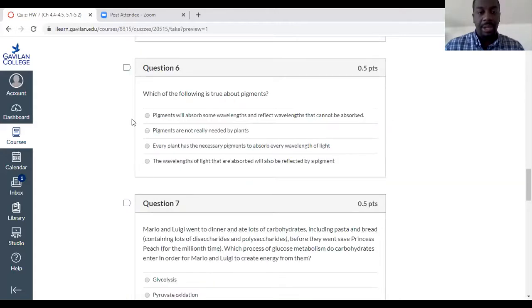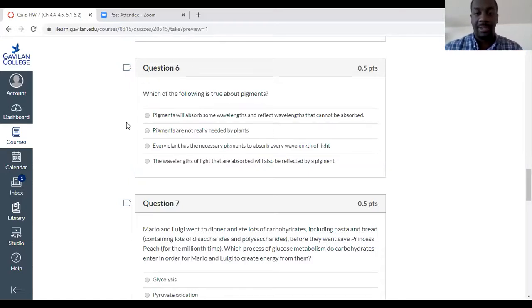Okay. So next question. Question 6. Which of the following is true about pigments? A, pigments will absorb some wavelengths and reflect wavelengths that cannot be absorbed. B, pigments are not really needed by plants. C, every plant has the necessary pigments to absorb every wavelength of light. Or D, the wavelengths of light that are absorbed will also be reflected by a pigment.